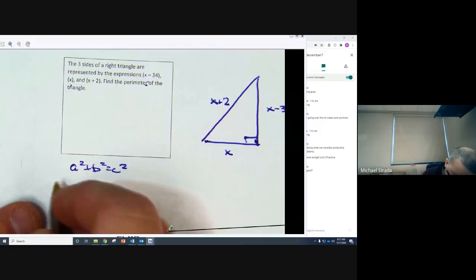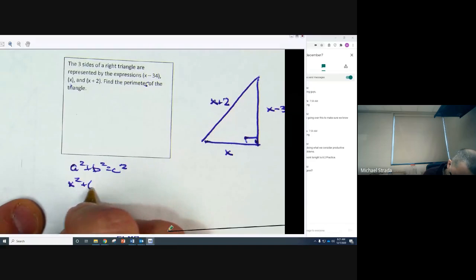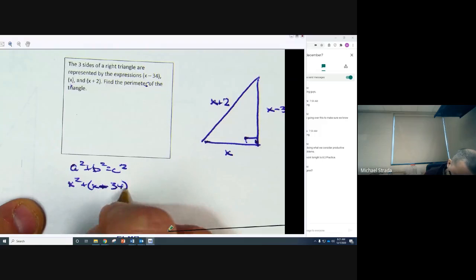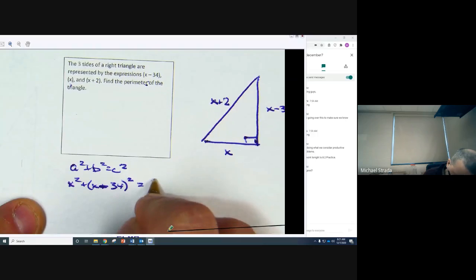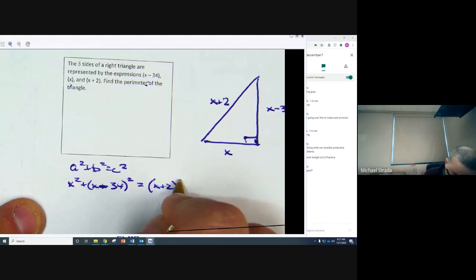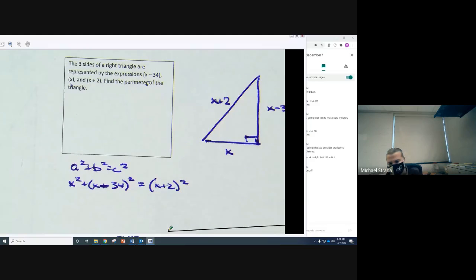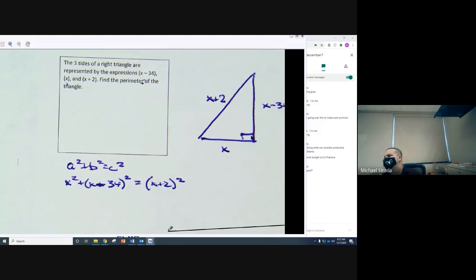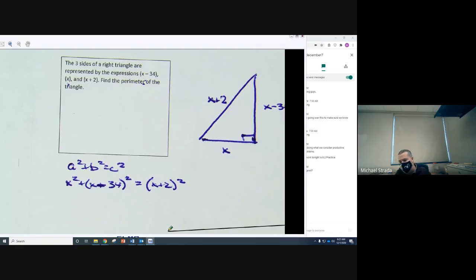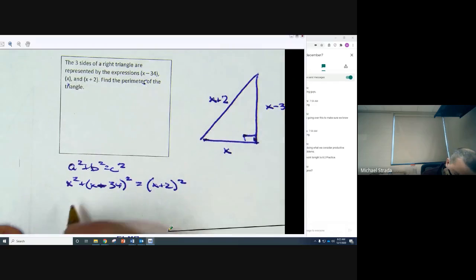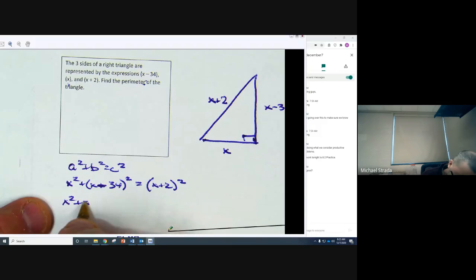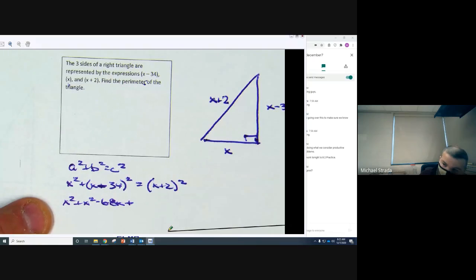So I'm going to make a x. I'm going to make b x minus 34. And I'm going to make c x plus 2 squared. All right. Now you know why it was so important that you thoroughly understood what happens when we square a binomial. Because that's going to kick in here. So now I got x squared plus x squared minus 68x plus, oh jeepers, 34 squared.